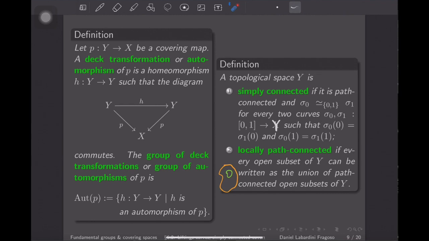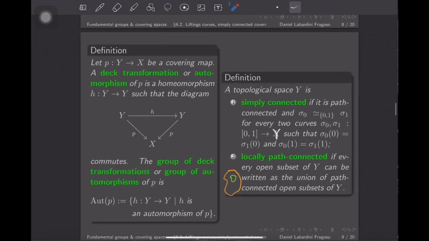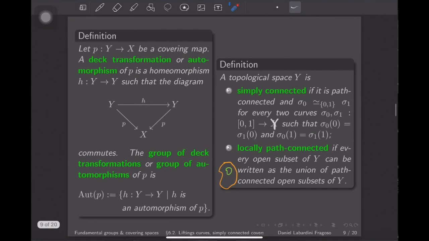So local path connectedness is something like, it doesn't matter how small you want to look, you have your space, and you can always find connected neighborhoods. For instance, R^n is locally path connected.